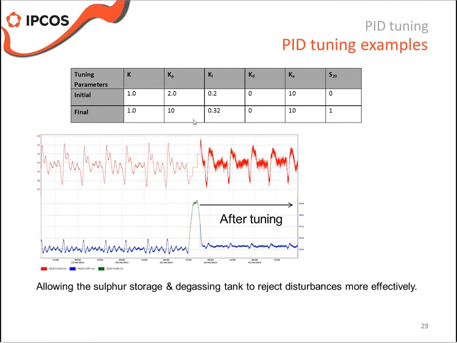as well as very good for stability. And I think we mustn't forget the impact of this tuning on the process side, because in this particular case the sulfur storage and degassing tank was able to reject disturbances more effectively. So you will have a similar story to tell for each of the loops you tune and the benefits that it generates for the process.